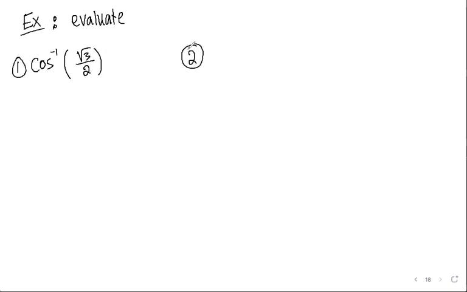The second one is the cosine inverse of 0. Not 0, I'm not going to use 0. I'm going to use negative 1/2.